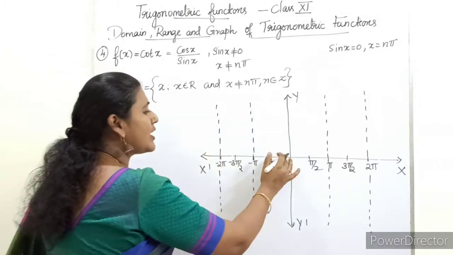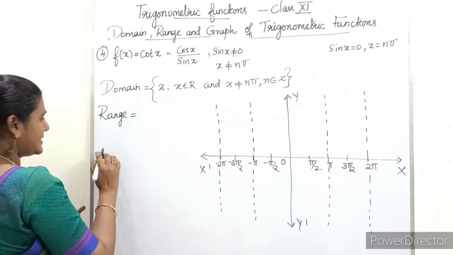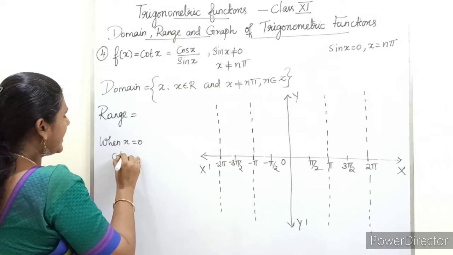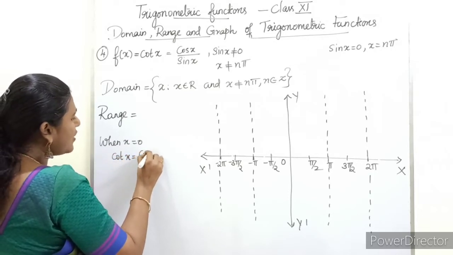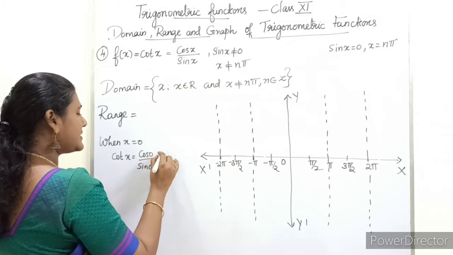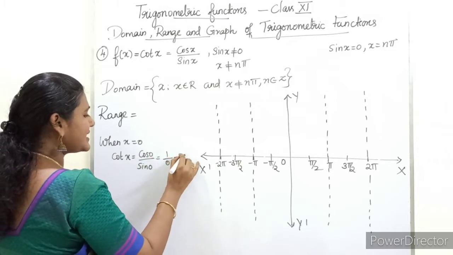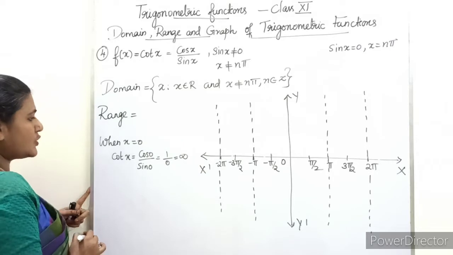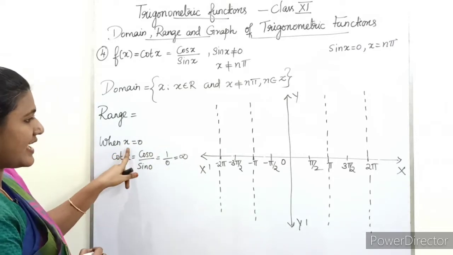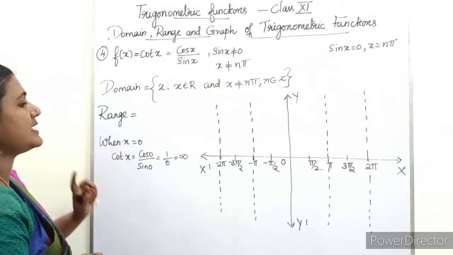So we will see what about the other angles. When x is equal to 0, what is cot x? Cot x is equal to cos 0 by sin 0, that is 1 by 0, which is equal to infinity. So when x tends to 0, cot x is infinity.